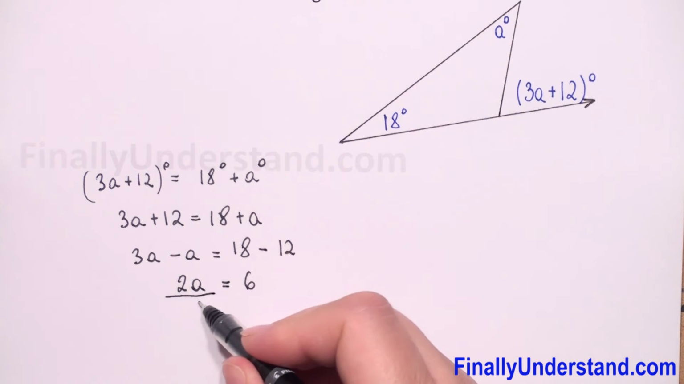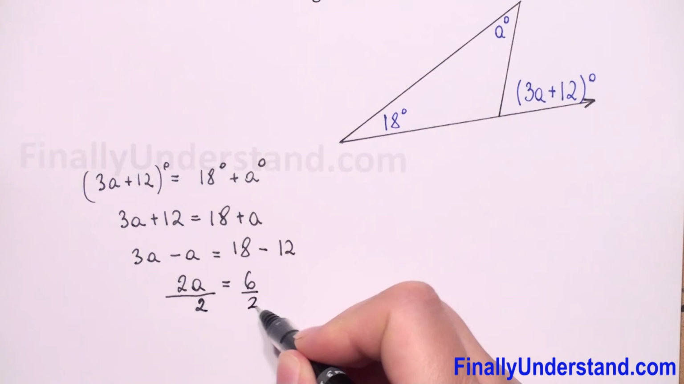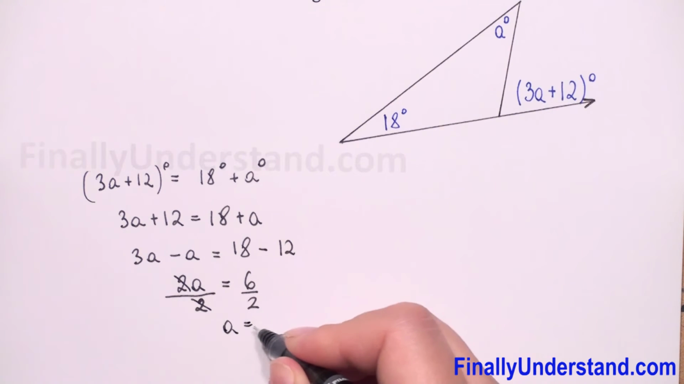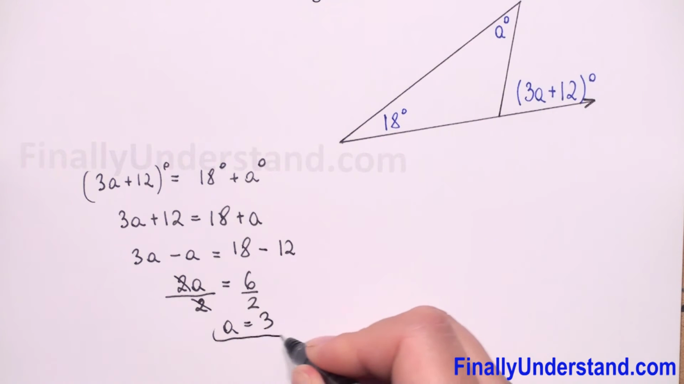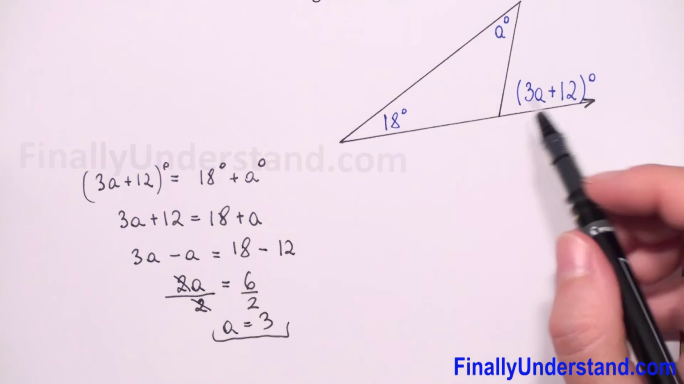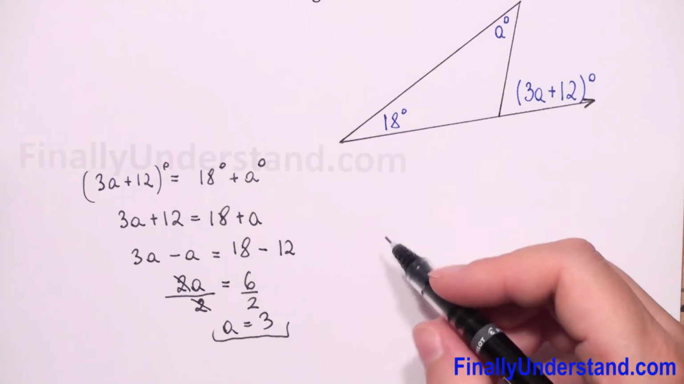Now I will divide both sides by 2. 2 and 2 we can reduce, and we have that a is equal to 3. We found the unknown a. Now we can calculate our exterior angle.